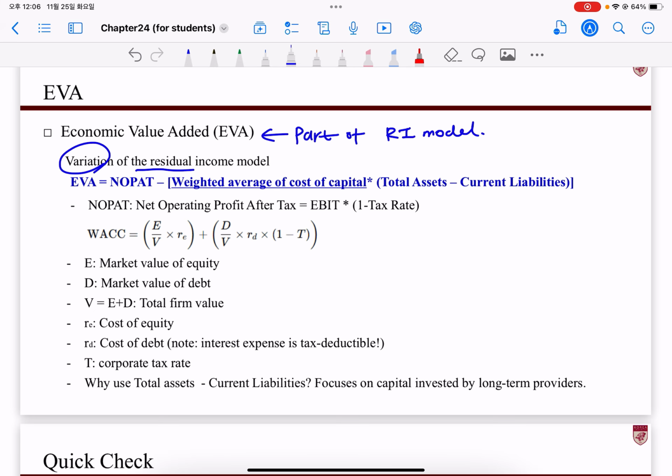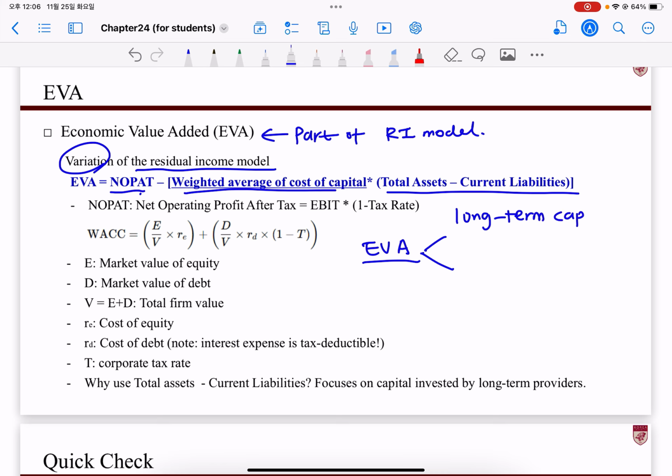It's a variation of the residual income model. So as you can see, it has a similar pattern. This is the income part. This is the asset part. Here we have the return part. And interestingly, the EVA is an income that is left to long-term holders, long-term capital providers.